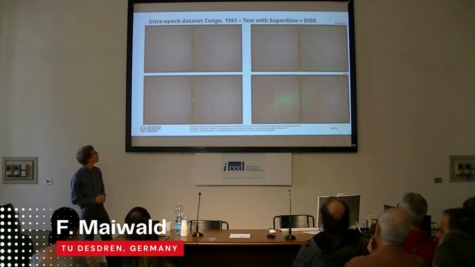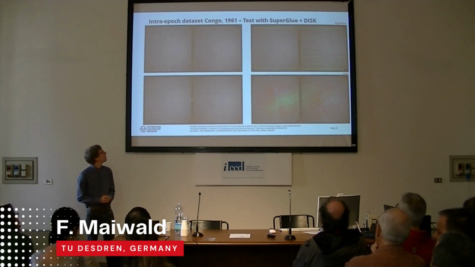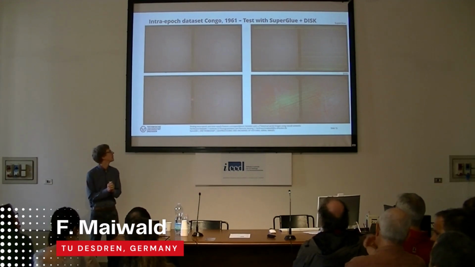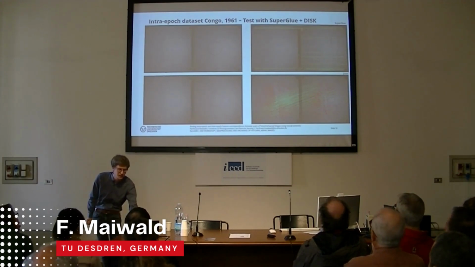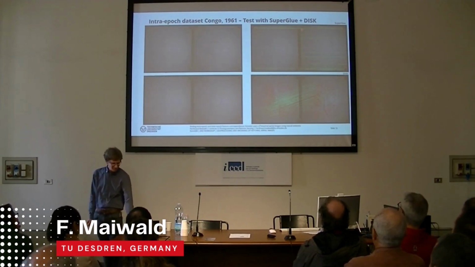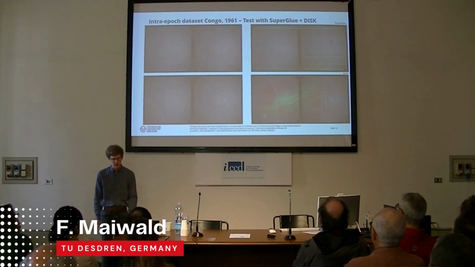SuperGlue is the method that worked best for the terrestrial images, but as we can see here, it matches only the border of the historical aerial image. And this looks quite promising. As we can see here, we have several regions, but there are not so many tie points.